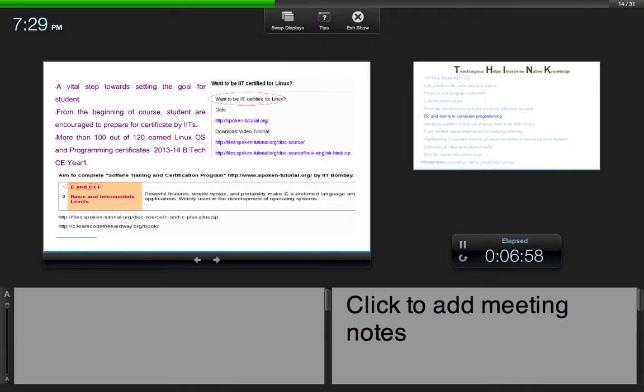to refer to spokentutorial.org, which is by IIT Bombay. We ask them to download the material and go through it. Of course, if they need training, we train them. This content is similar to the course which they are attending at our university.